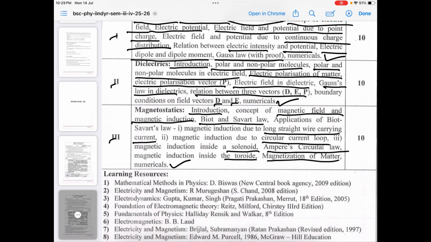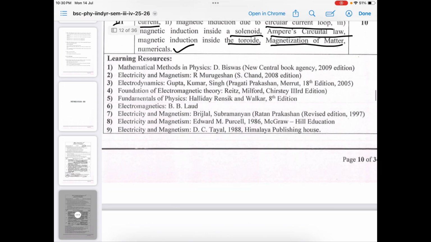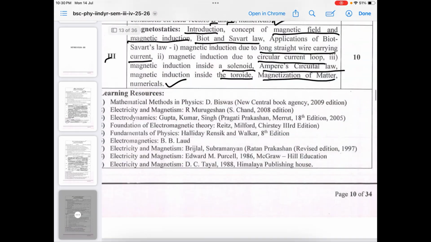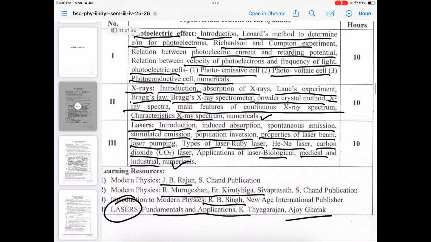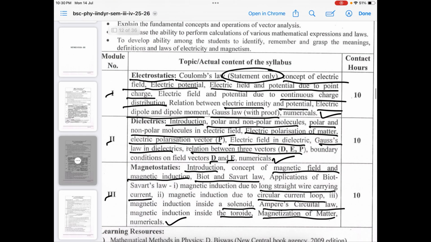In today's lecture we only see the syllabus points. The detailed points of each module or unit we'll see from the next lecture. For this paper, that is, electricity and magnetism, there are different books recommended by our university. You can choose any one from this list. This is all about students who have physics as their major subject in their B.Sc. second year.